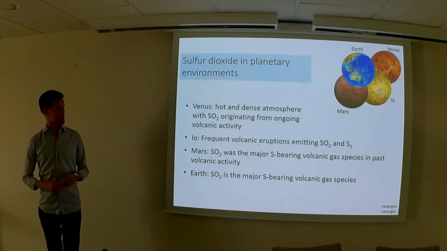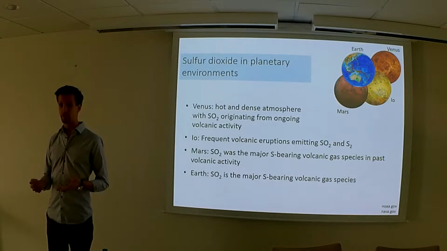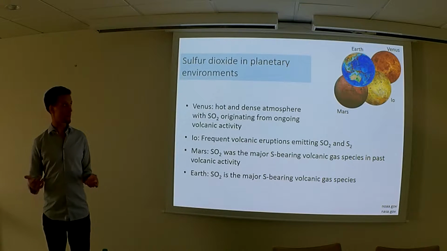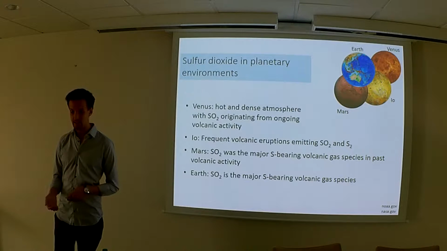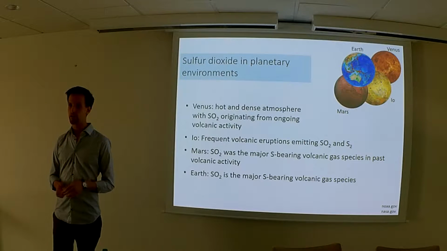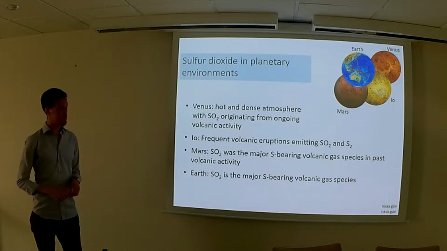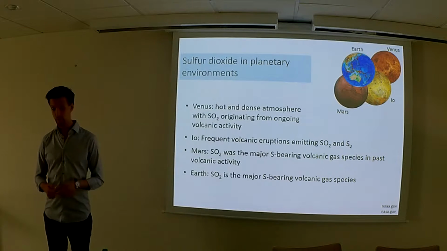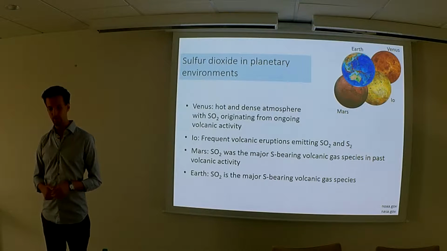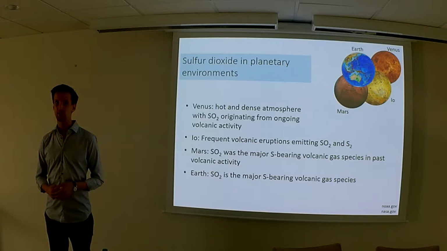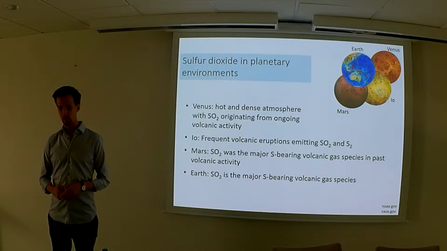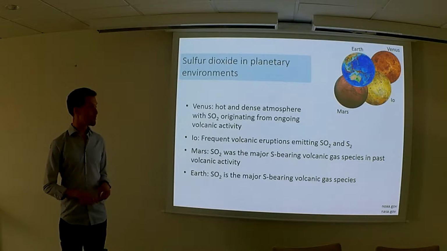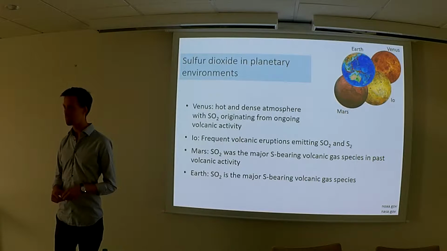Sulfur dioxide is one of the major sulfur-bearing volcanic gases throughout the solar system. Wherever we have some sort of volcanic activity, usually we find a lot of sulfur dioxide. This is the case on Venus. It's the case on the Jupiter moon Io, where a lot of sulfur-rich gases are emitted in explosive eruptions, sulfur dioxide and other sulfur gases. On Mars, it likely was the case.